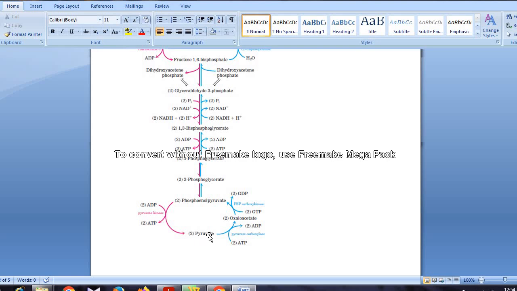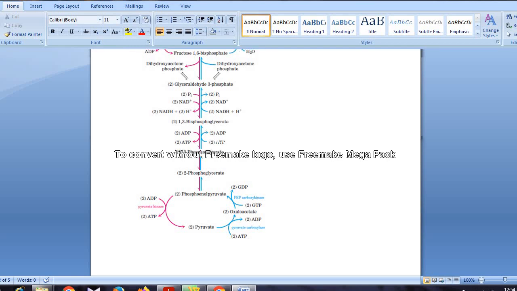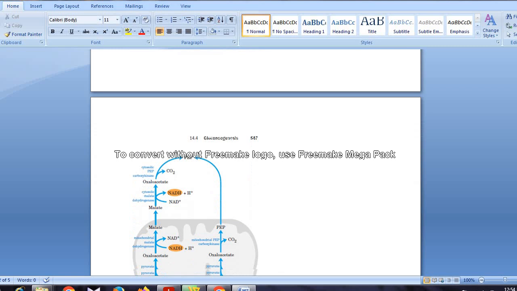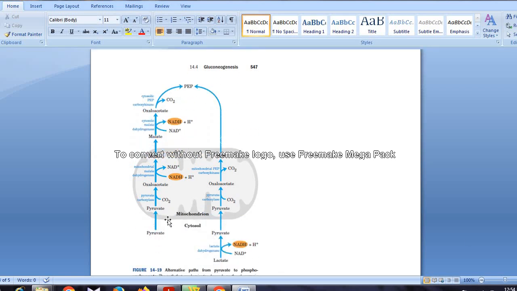You can see here that pyruvate is inside the mitochondria. Inside the mitochondria, pyruvate will be converted to oxaloacetate, and oxaloacetate can be converted to phosphoenol pyruvate. Let's see how that takes place. Pyruvate gets converted to oxaloacetate inside the mitochondria, catalyzed by the enzyme pyruvate carboxylase. If you remember, pyruvate was a 3-carbon compound and oxaloacetate is a 4-carbon compound.